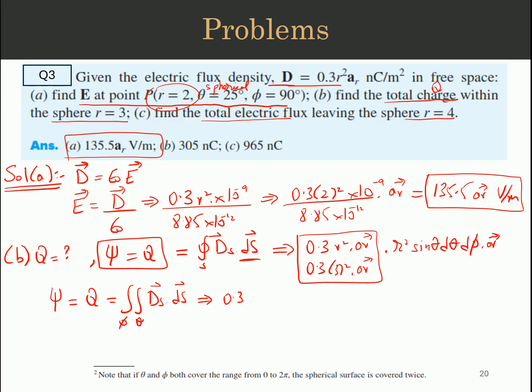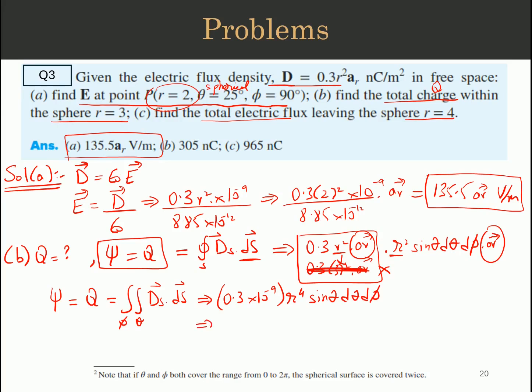So it comes out to be 0.3 into 10 raised to power minus 9. I have this r² and I have this r², so I am not going to incorporate the value of r equals 3 now. For the time being, I'm not going to use this. I'm going to multiply these two terms, it becomes r⁴, and then I'm going to have sin θ dθ and dφ, with this unit vector a_r equal to 1.